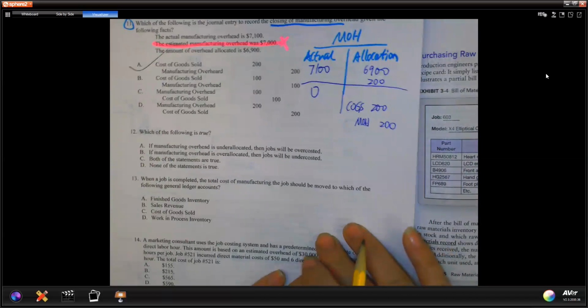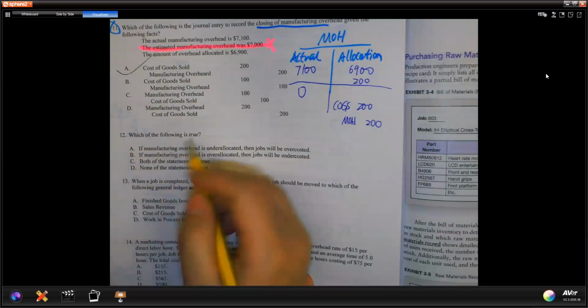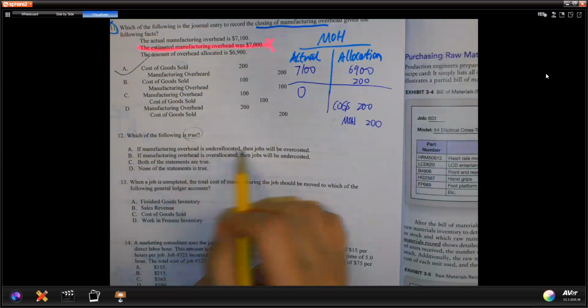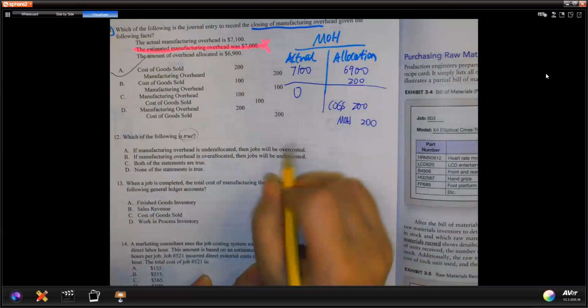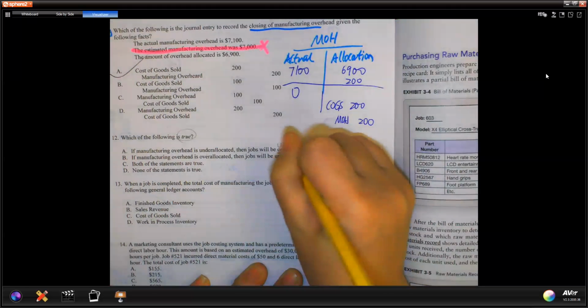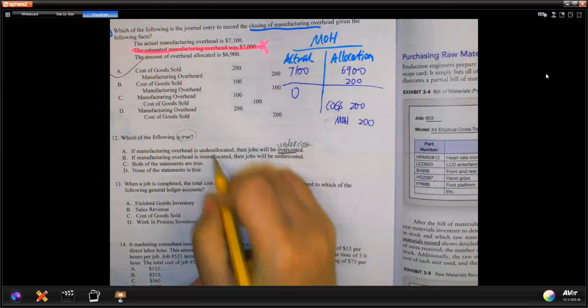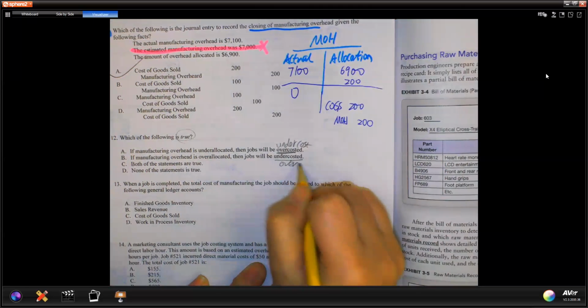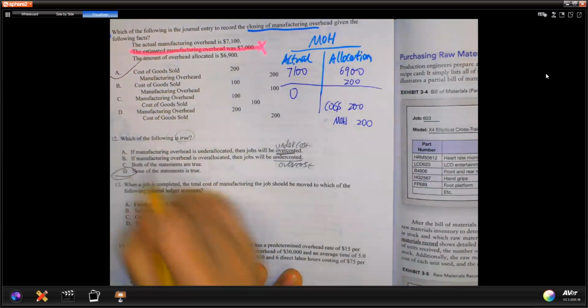Next one, which one is true? If manufacturing overhead is under allocated, the job will be under cost. If over allocated, the job will be over cost. So none of the above is correct.